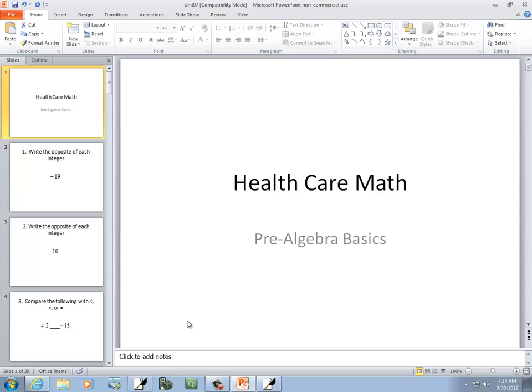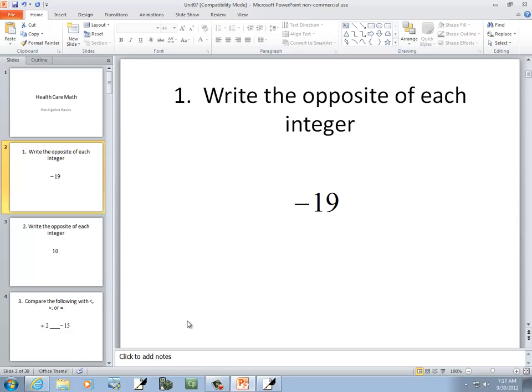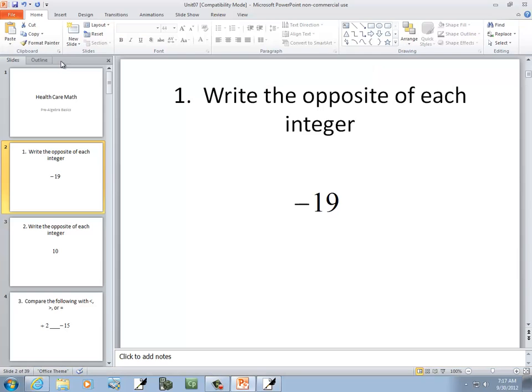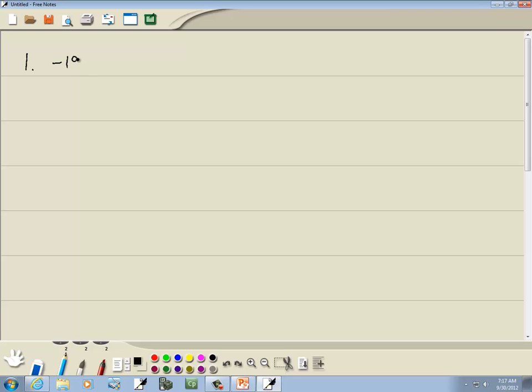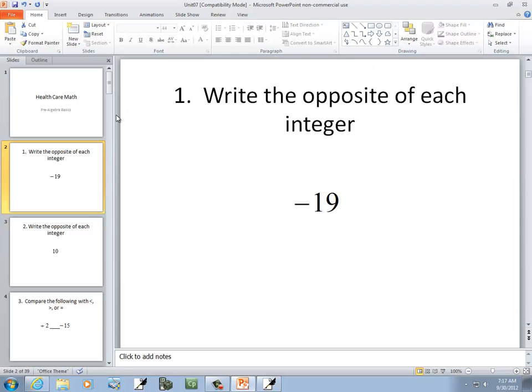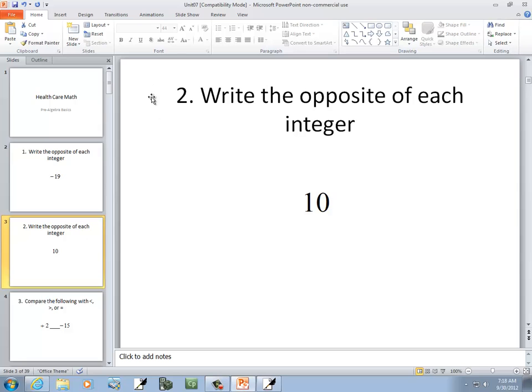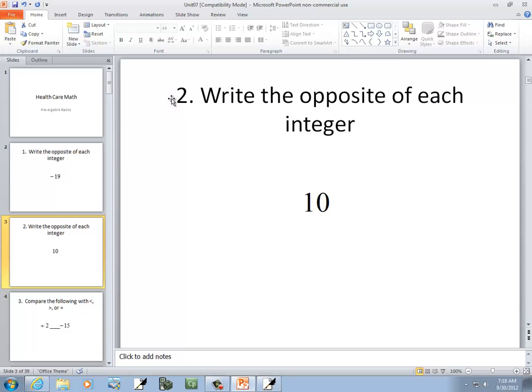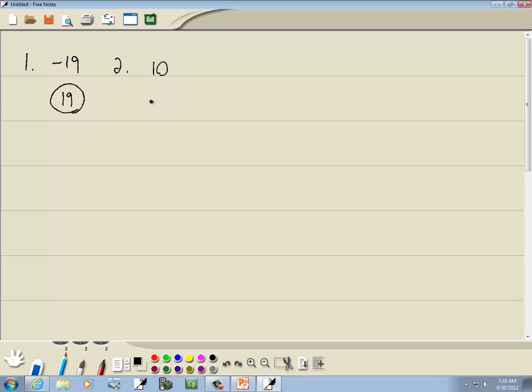And first thing we want to look at is the opposite of each integer. Well, here we got negative 19. The opposite of negative 19 would be a positive 19. And that's our answer. Now, write the opposite of each integer. So opposite of a 10 is negative 10. So just flip the sign.